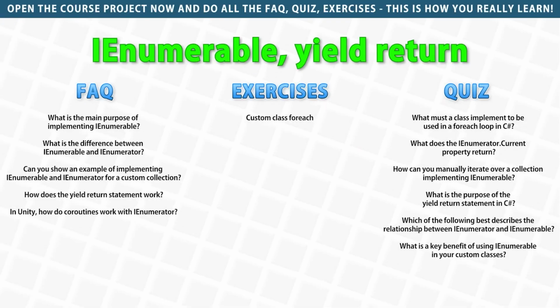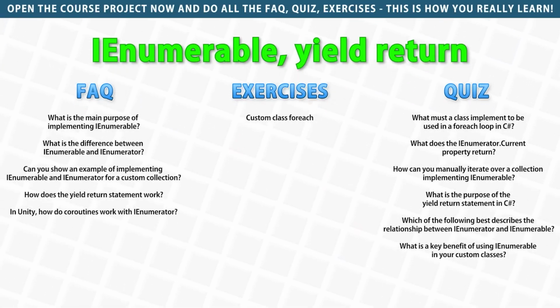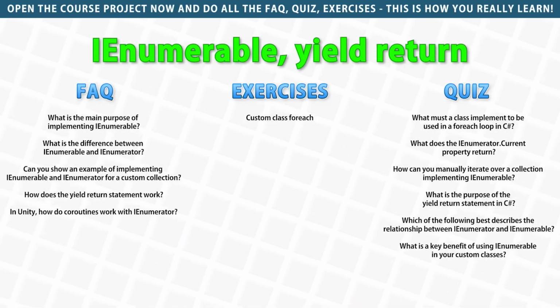Okay, so those are enumerators. It's how you can make your custom types work inside a for each and various other settling logic. For example, things like LINQ, which we're going to cover later on in the advanced section.